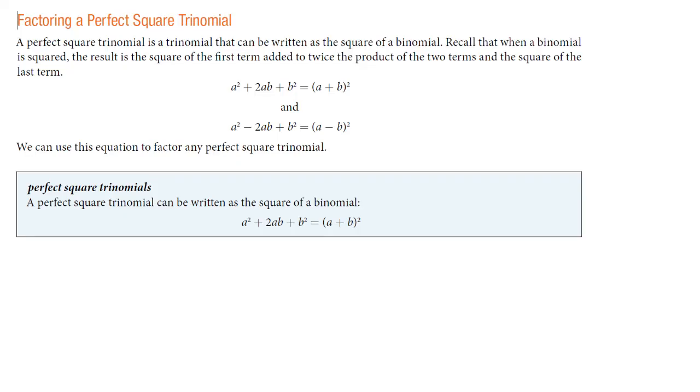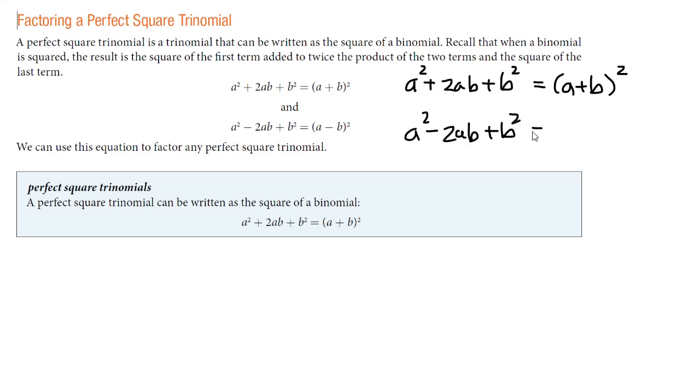Next, we will talk about a perfect square trinomial. So a perfect square trinomial is written as the square of a binomial. So for example, a squared plus 2ab plus b squared actually factors to be a plus b squared. If I got a minus now, a squared minus 2ab plus b squared, that actually is going to factor to be a minus b all squared. And these are perfect square trinomials.